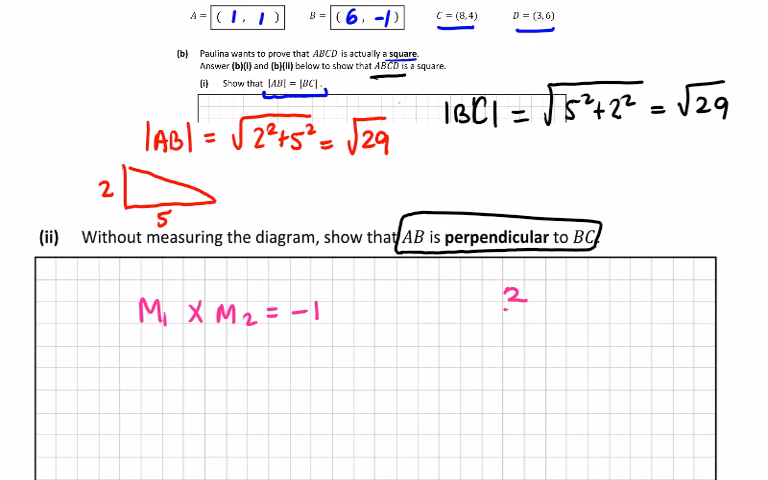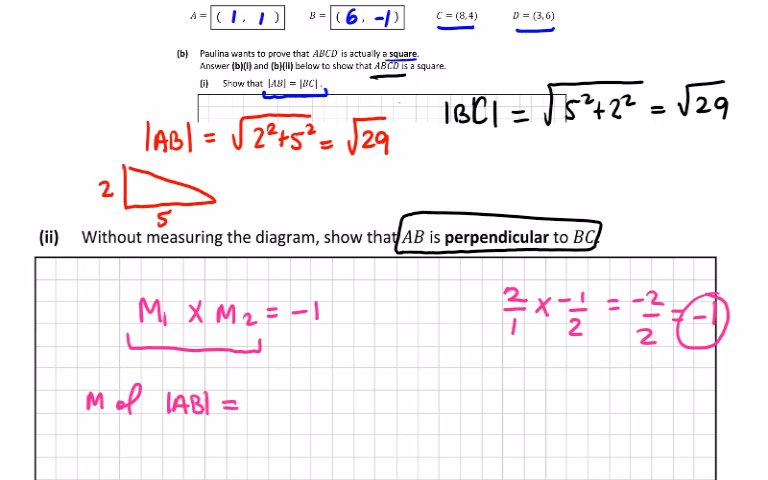Based on something earlier, we had 2 over 1 and we had -1 over 2 for our slopes. And if we multiply them, we get -2 over 2, which is equal to -1. So that's the easiest way, I think. So let's get the slope of both of these lines. So if we wrote the slope of AB, let's go back to our diagram.